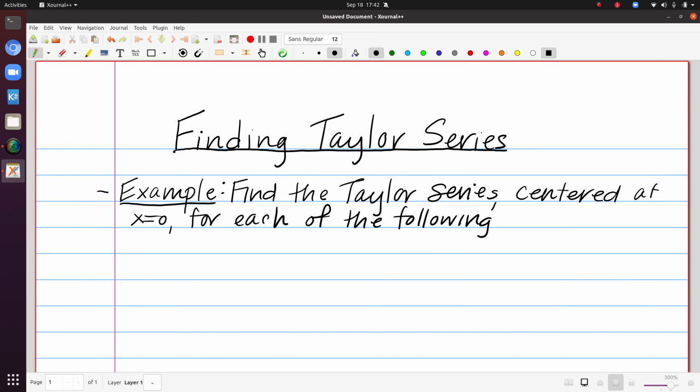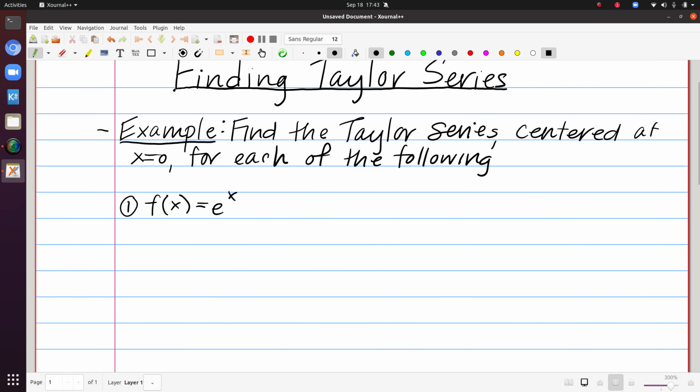Let's find the Taylor series centered at x equals 0 for some familiar functions. To begin with, we can look at the function f of x equals e to the x. For this, we can say that the kth derivative of this function is always equal to e to the x. Because we're looking at the Taylor series centered at x equals 0, we would evaluate these derivatives at x equals 0, which would give us 1.